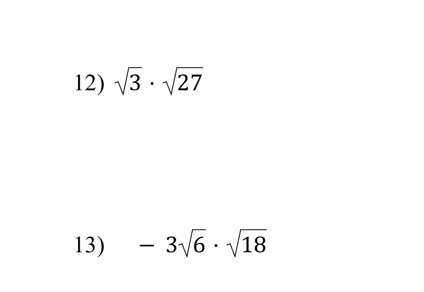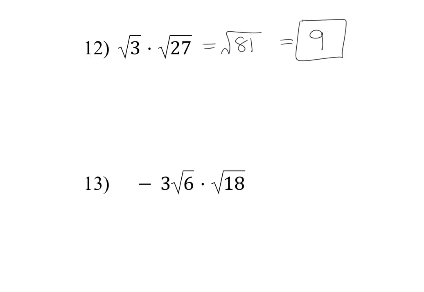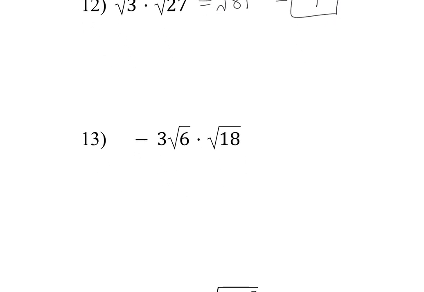Square root of 3 times square root of 27 gives us square root of 81. Square root of 81 is one of our perfect squares, so it just simplifies to 9. Next one, negative 3 times the square root of 6 times square root of 18. Negative 3 is still on the outside, and then we can do 6 times 18, which gives us 108.